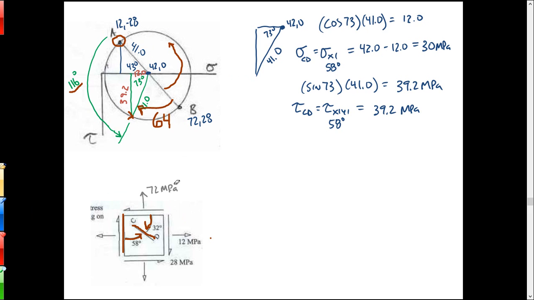Point A is always from the vertical and point B is from the horizontal. Point A is the vertical plane, point B is always the horizontal plane. Doing all right with that?